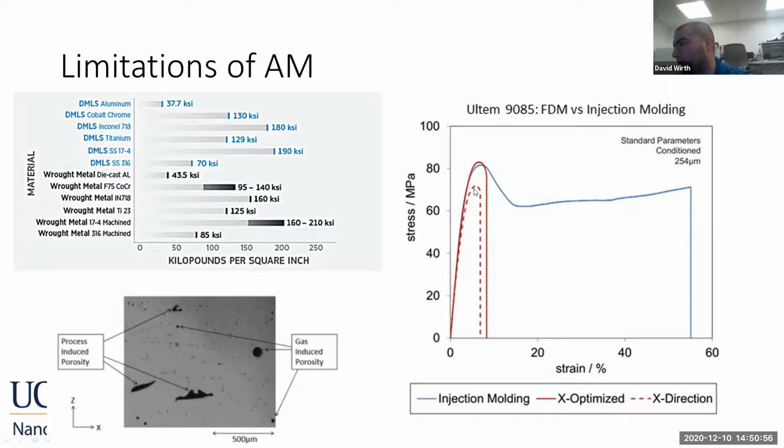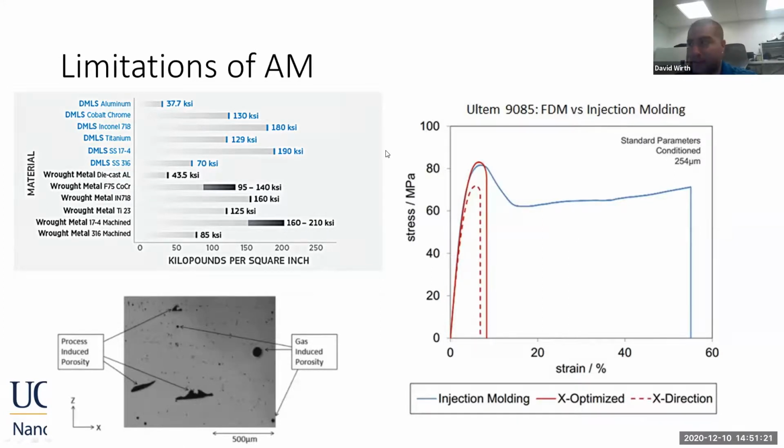You'll notice that this smaller curve here is the strength in the Z dimension, and this higher curve here is the X dimension. So you have about the same yield strength, but your toughness is greatly reduced compared to the injection molded parts. That's pretty common behavior for 3D printing.